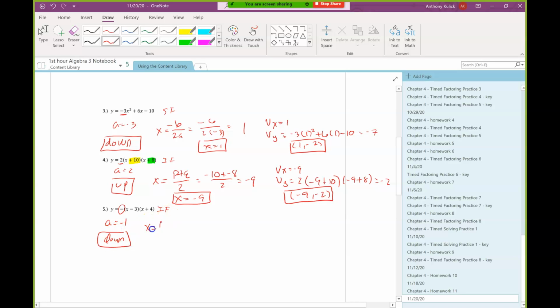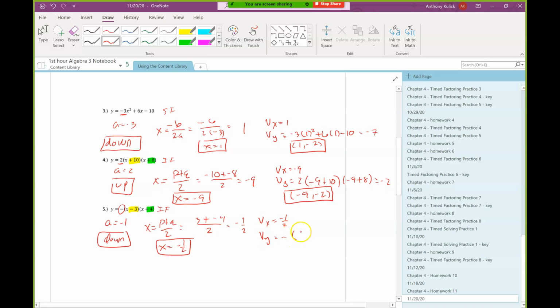And since it's in intercept form, it's p plus q over 2. So my p is the opposite of -3. And my q is the opposite of +4. So that's going to be -1/2. So the x-coordinate for my vertex is that same as the axis of symmetry.